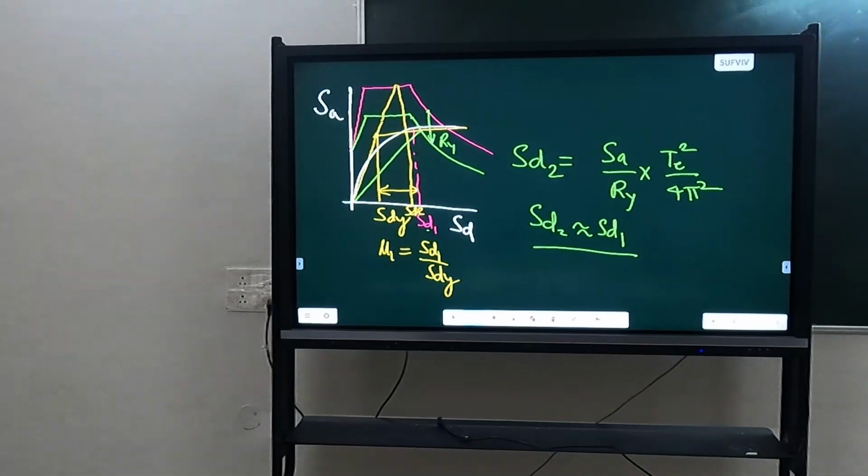And the reduction here is very simple. The value of Ry is square root of 2 mu minus 1 in the acceleration control range, and it is equal to mu in the velocity and displacement control range. This is also called Newmark's method. Newmark developed this value of Ry considering a large number of earthquakes, and from here the equal displacement principle and equal energy principle were developed, which we have used in our first semester.